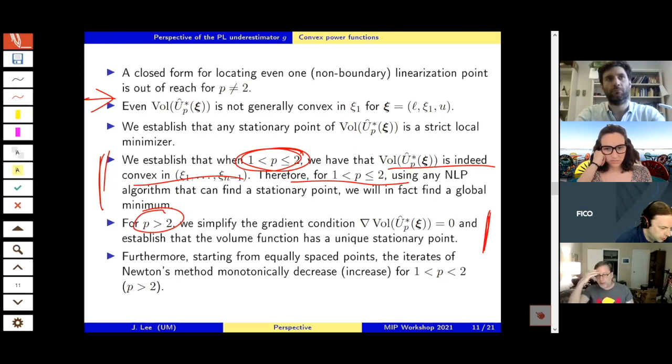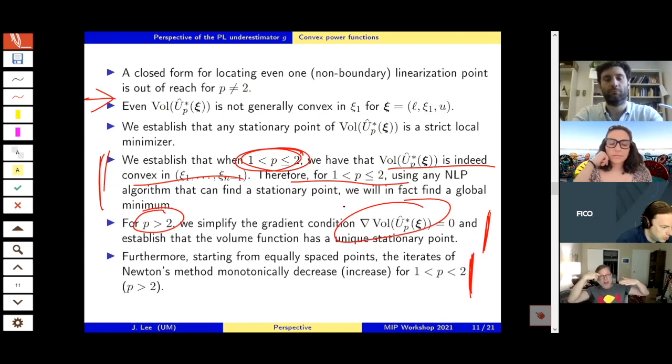For the case p greater than 2 is actually quite interesting. We were able to simplify the condition that the gradient equals 0 and establish that the volume function also has a unique stationary point. And another neat thing is that if you try to minimize this function over the breakpoints and do Newton's algorithm, not just in one variable, but in all the breakpoints, it's monotone. So, we saw this behavior of where the breakpoints move when p is bigger than 1 or bigger than 2 or less than 2.